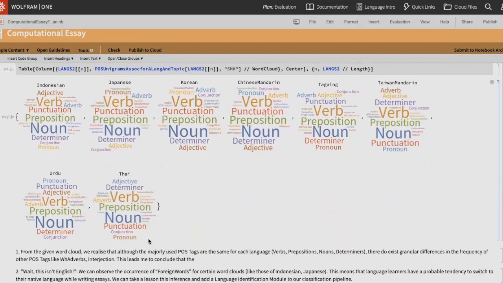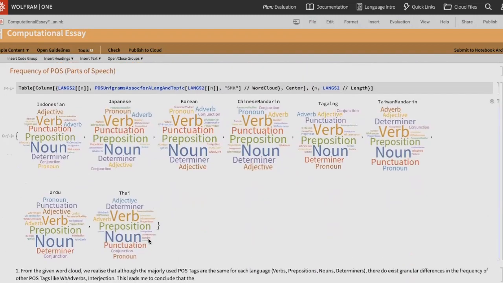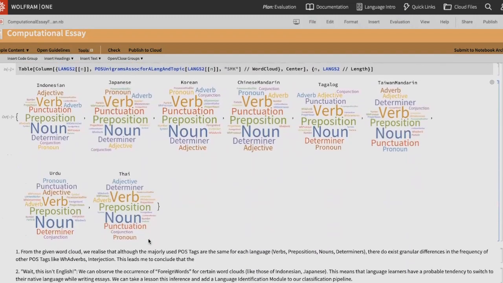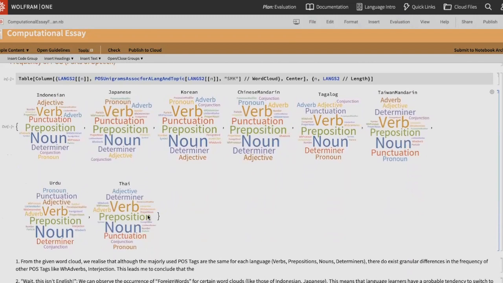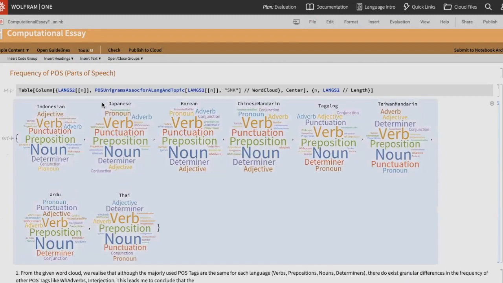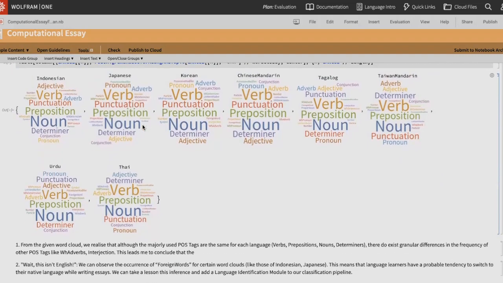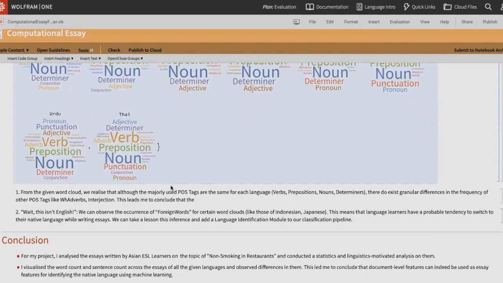Now I'll move on to the inferences I realized from mapping out the parts of speech. While we were trying to create the word clouds for the parts of speech and a person's country, we came across a term called foreign words. That helped me realize that sometimes while producing English text, a language learner might switch to his or her native language, maybe trying to find a filler word that they couldn't find the English corresponding word for. So, taking a lesson from this, maybe adding a language identification module to our classification pipeline may help as well.